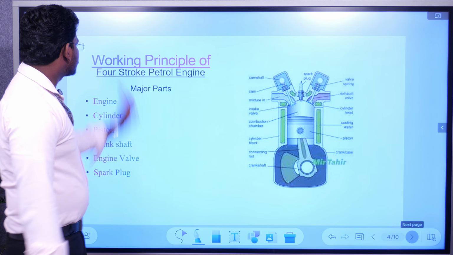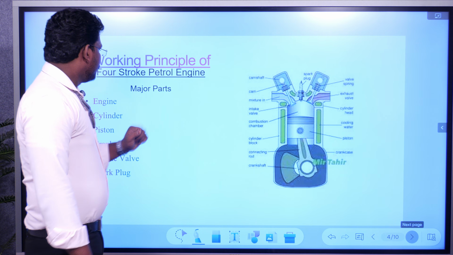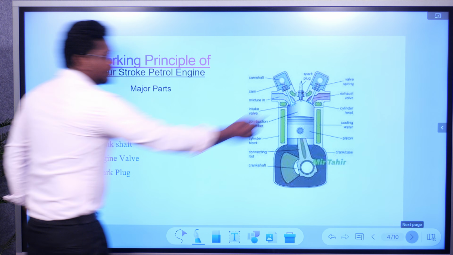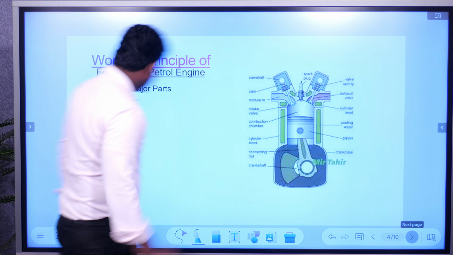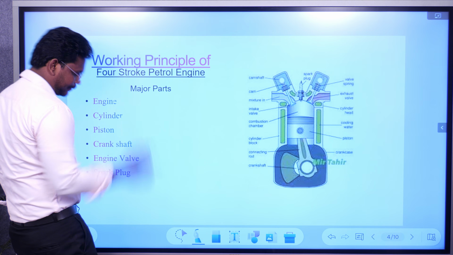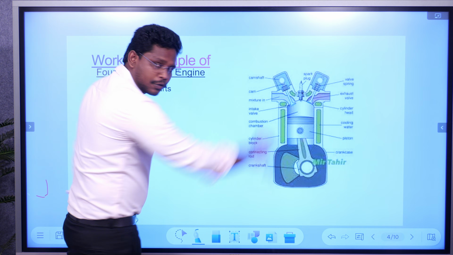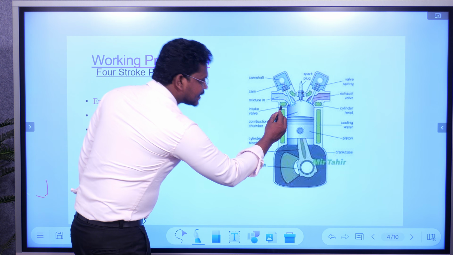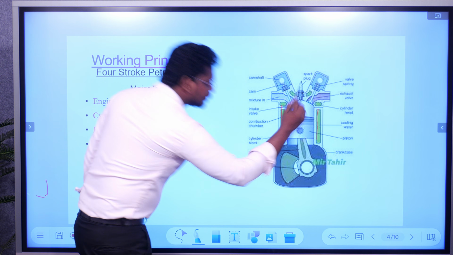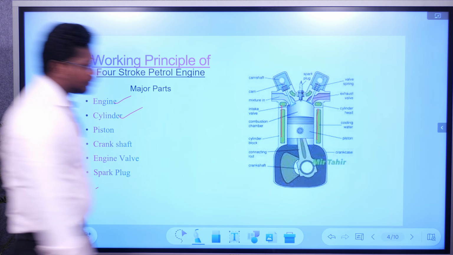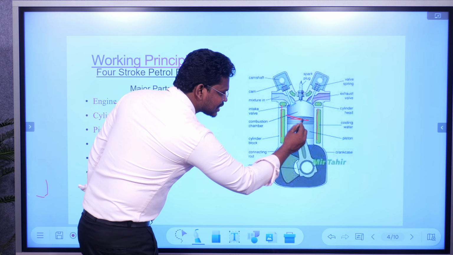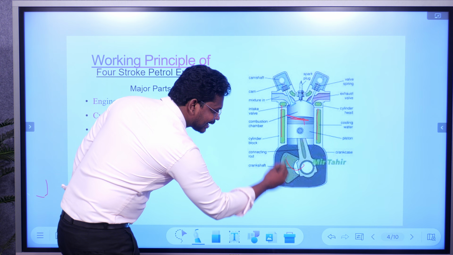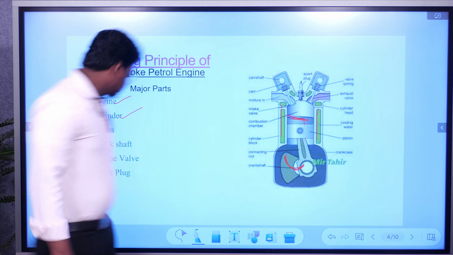Working principle of the 4-stroke petrol engine. First, the major parts of the engine. This is the figure of a 4-stroke engine. Second, the cylinder, this is the cylinder position. Next, the piston, this is the piston position. Next, the crankshaft, this is the rotating crankshaft.